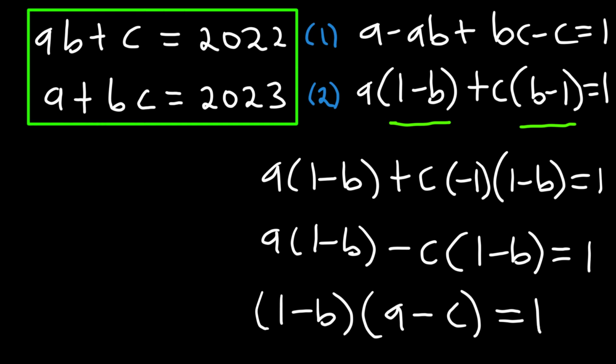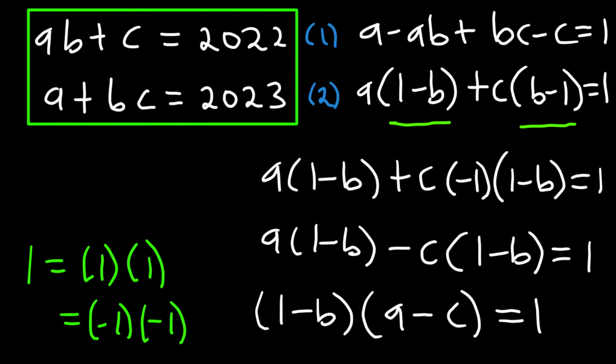Now since we were told to find the integer solutions, this means that a, b and c are integers, and it also means that 1 minus b and a minus c are integers. Now at this point we need to find the factors of 1. We know that 1 can be written as 1 times 1, and also it can be written as negative 1 times negative 1. Now let me create some space, but before I do so, please take note of this system of equations because we are going to need it in the following steps.